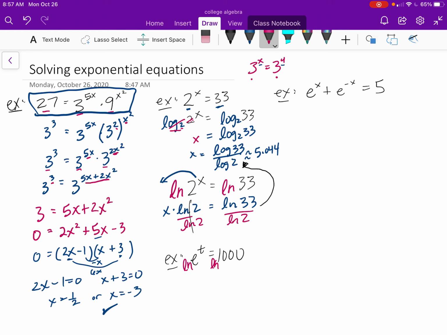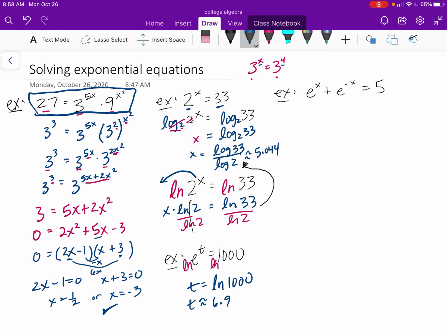ln and e, they're inverses, right? So they cancel, they're inverse functions. So we just get t equals ln 1000, and I would need a calculator for that anyways, and you get approximately, depending how many decimals you want, about 6.9. That works for me. Alrighty. One more example here. So that's the idea. We're doing log or natural log of both sides if you can't get the bases to match, but even if they do match, you could still use that method.